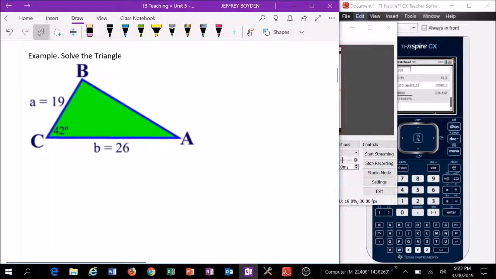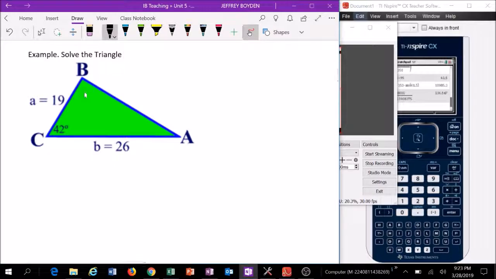Okay, here's our first example. We're going to have to solve the triangle. I want you to get in the habit of asking yourself, do we meet the criteria to use the law of cosines? So let's see. We have a side, we have the angle in between, so yeah, you bet we do.